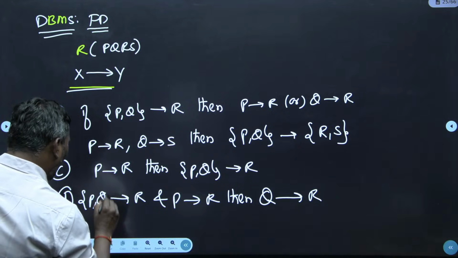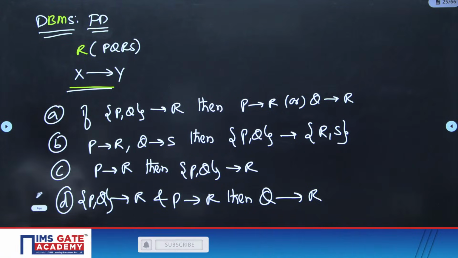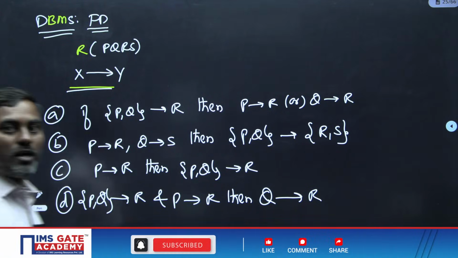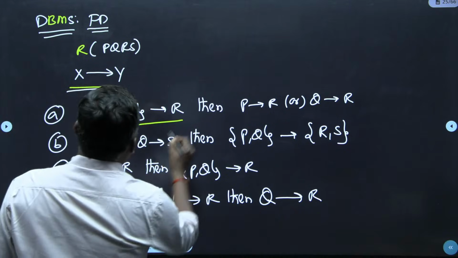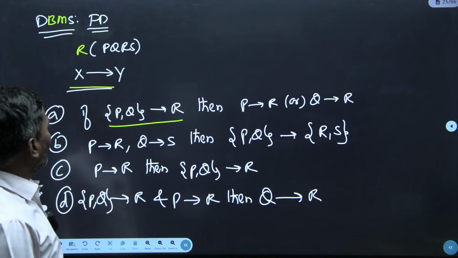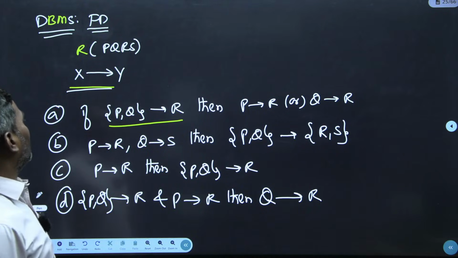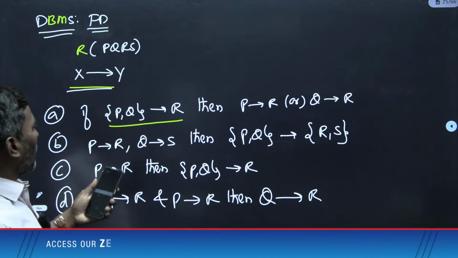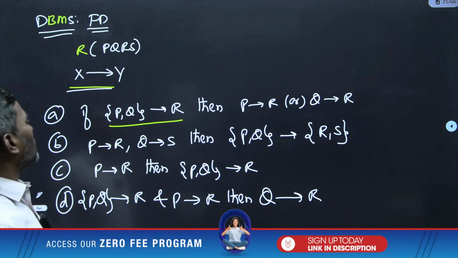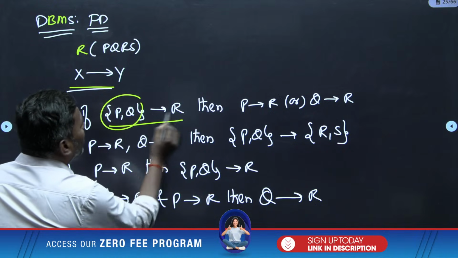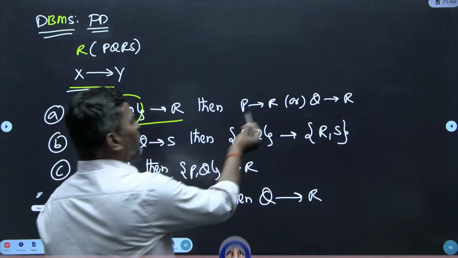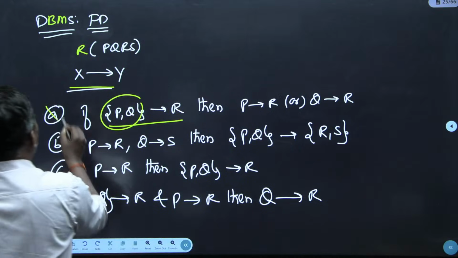P comma Q determines R, and P determines R, then Q determines R is given now. Look at this option A. P comma Q determining R, together determining R. So what does this imply? It is saying P determines R or Q determines R. Actually, both together determine R. We don't know whether one of them will determine it or not. We cannot take this one.